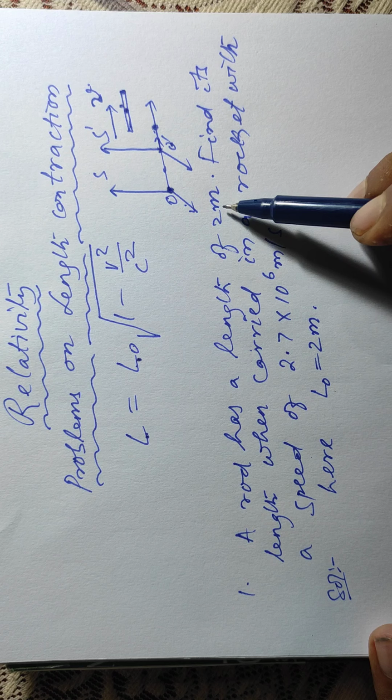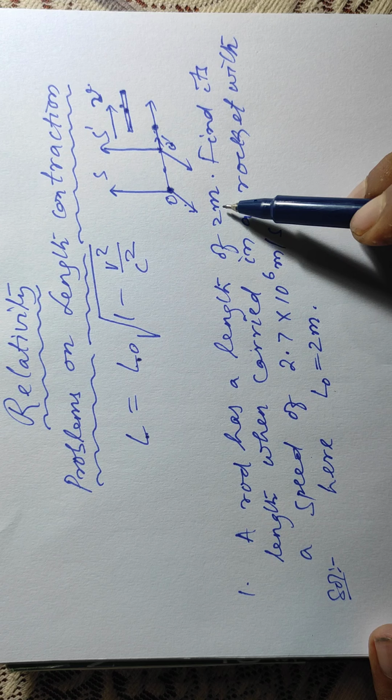So let us do some numericals so that in the entrance examinations it will be very easy for you. See here, the first question is: a rod has a length of 2 meter. That means L0, the length of the rod at rest. Here L0 is equal to 2 meter. Find its length when carried in a rocket. That means the rocket is moving, so you have to find out the length L, not L0.